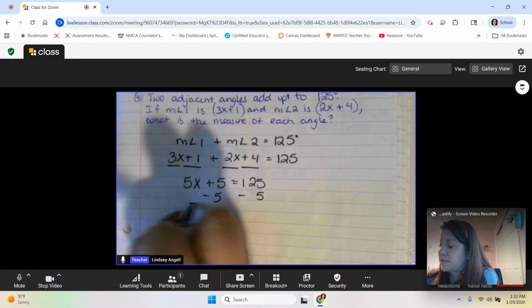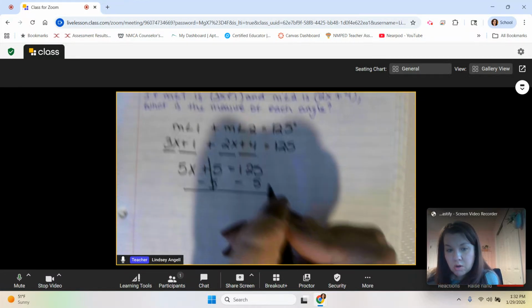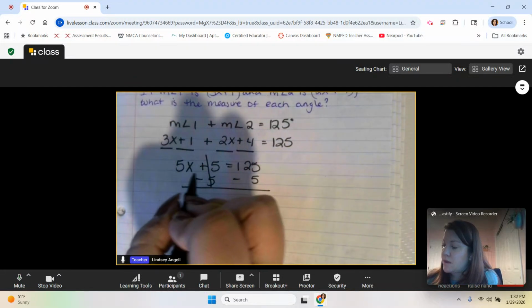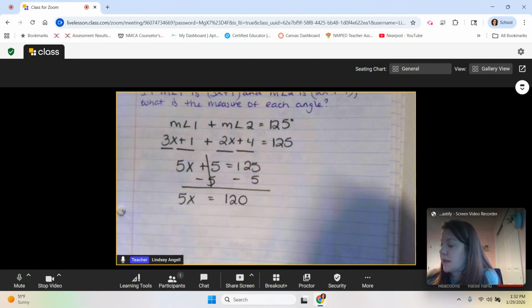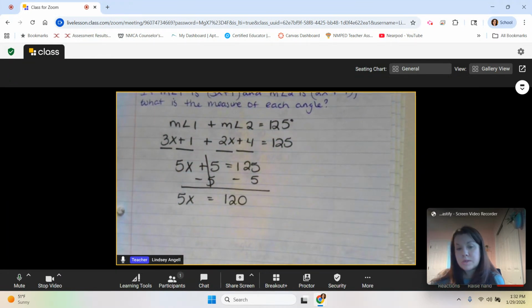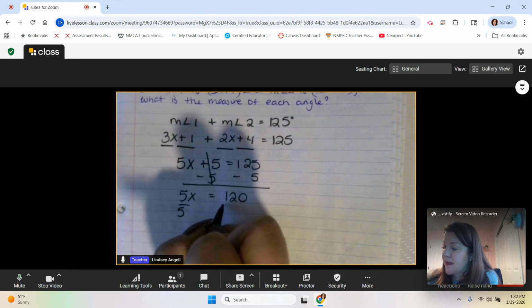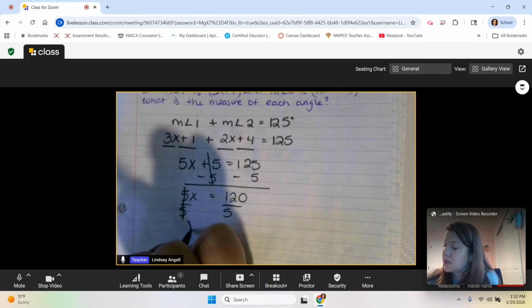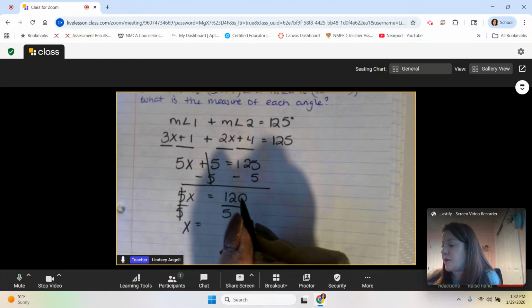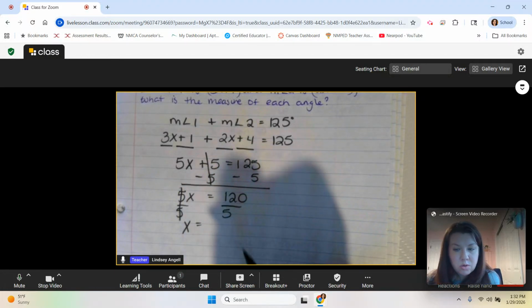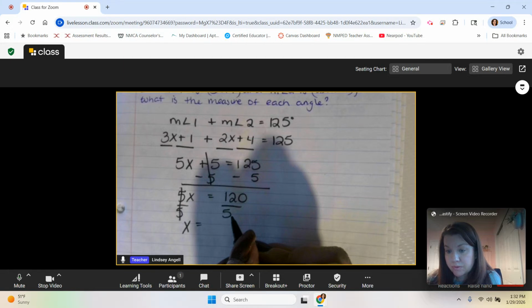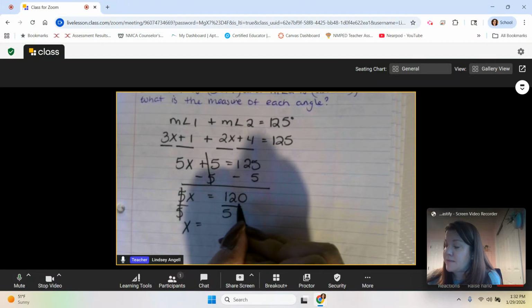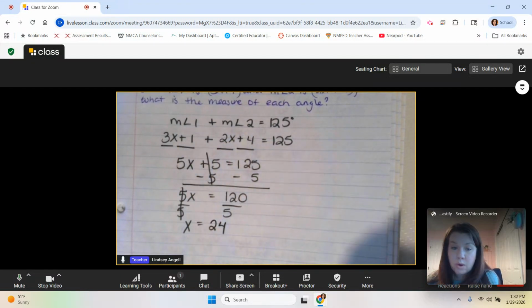Subtract 5 from both sides. Remember, our goal is to get x by itself. Okay, 5x equals 120. Okay, well, let's see. We're going to divide both sides by 5. They'll cancel on the left. So we have x by itself, and then 120 divided by 5. Well, I know that 100 divided by 5 is 20. Okay, based on money, right? There's 20 nickels in a dollar. And then 20 divided by 5 is 4. So x is equal to 24.